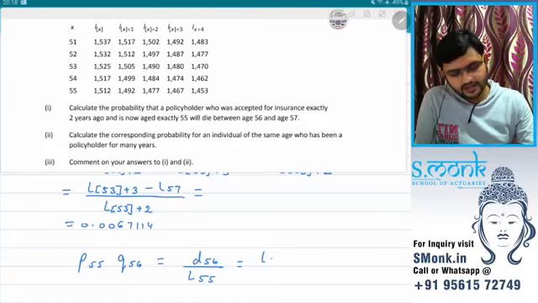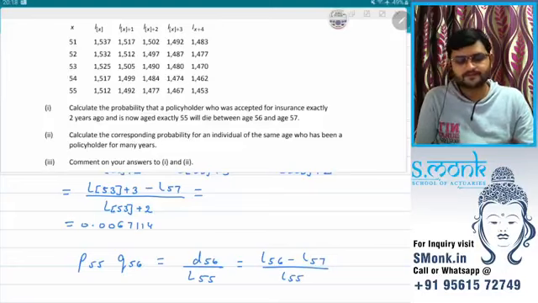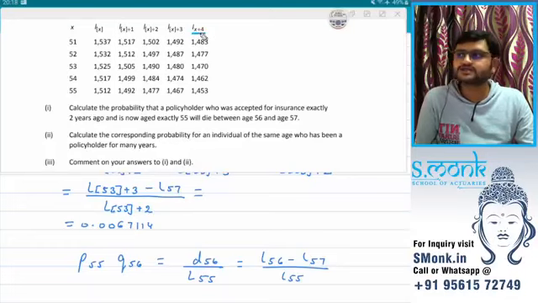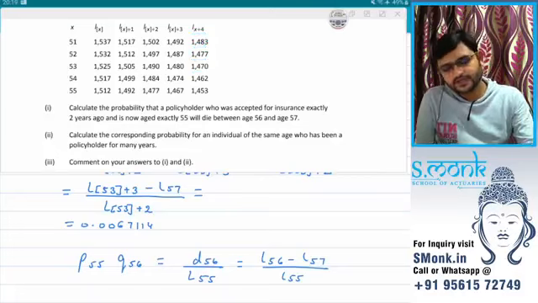That gives me L 56 minus L 57 upon L 55. I want all of the ultimate values. If I search for ultimate values, all ultimate values are just given here. So if I want 55, I am looking for X 51. So this is actually L55, this is L56, this is L57. Let's use that.